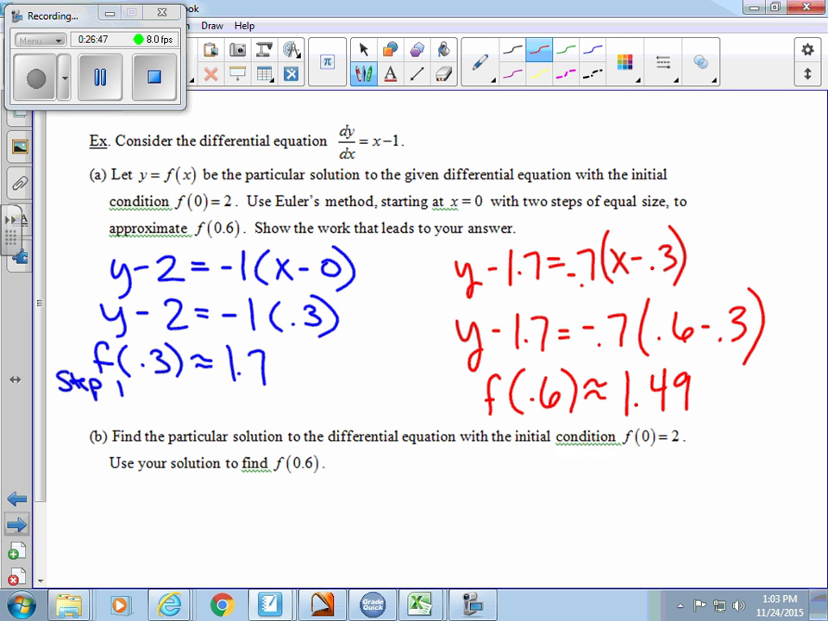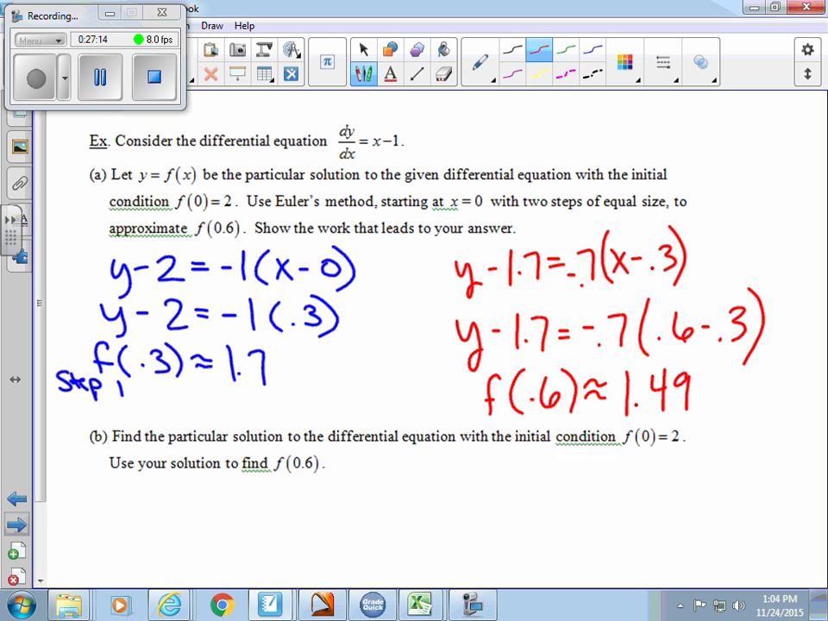Like I said, I believe this is a real AP problem. So where does it go from there? So we approximated it. Then it says find the particular solution to the differential equation and use your solution to find f of 0.6. So now we're doing a comparison, right? The real value to the approximated value. On the problem on the slide before, I couldn't do part B, could I? But on this one, can I?